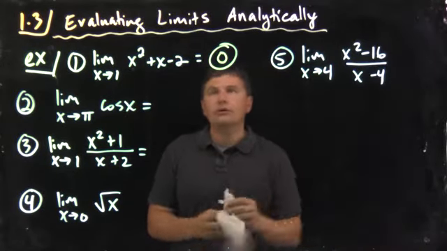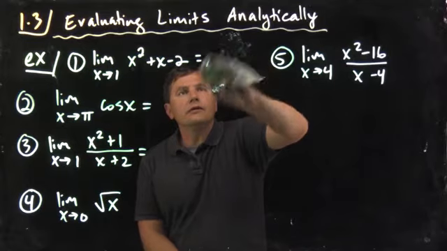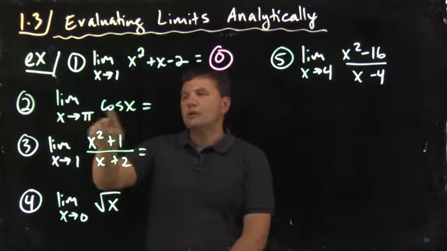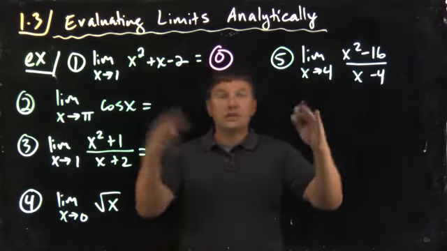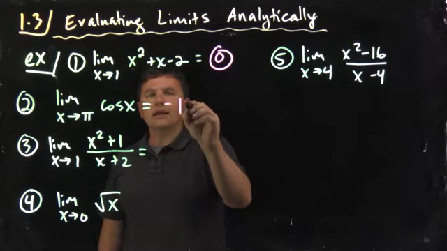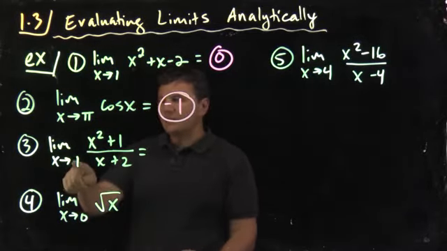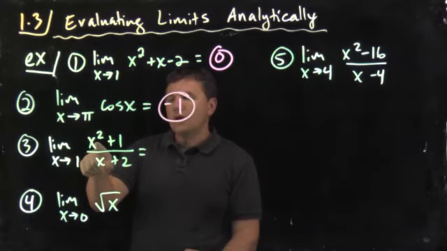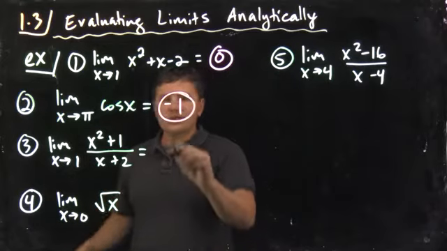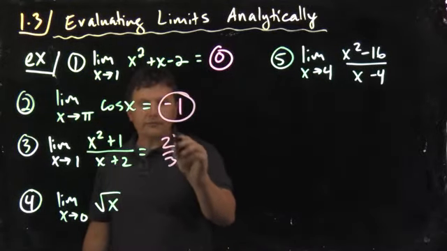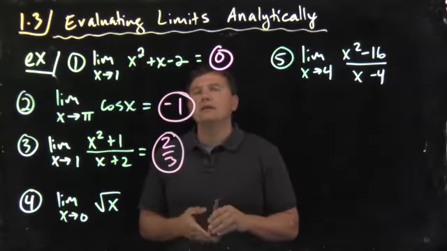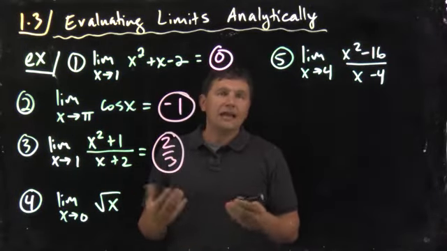Now let me use a different color here. Okay, so we just plug in the value. Same is true here. If you think about the cosine graph, it just goes like that, it's continuous throughout. If I plug pi into this, I get -1. That's going to be the limit. Same is true here. I can just plug 1 in. So I get 2, and that's over 3, so that's 2/3. Okay. And so typically, if I can just plug in the value, that tends to mean that it is continuous there, and that is actually the value.